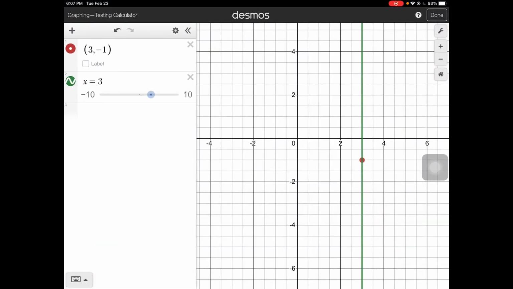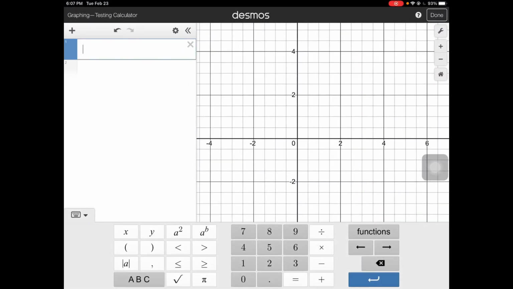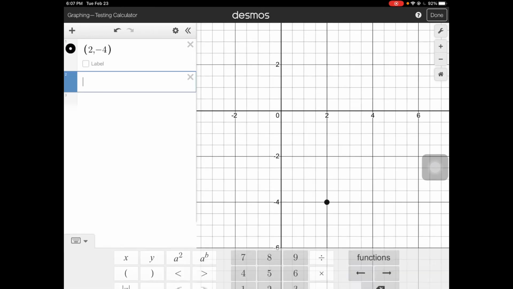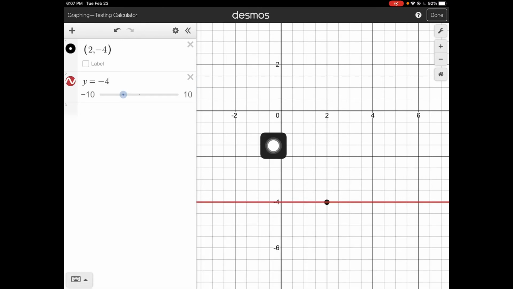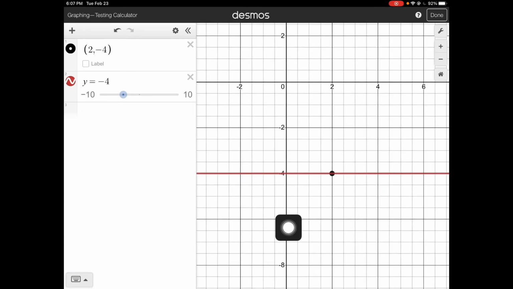And I can check this with Desmos, right? So they're giving us the point (2, -4). That's the point that they're giving us, that black point right there. And then we're writing the equation y equals -4. Remember, we want it to be perpendicular to the y-axis. This is the y-axis, and then that red line is perpendicular to it. It crosses at 90 degrees.